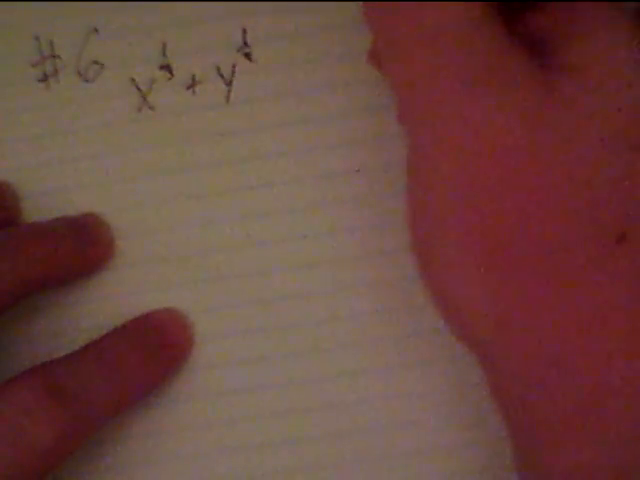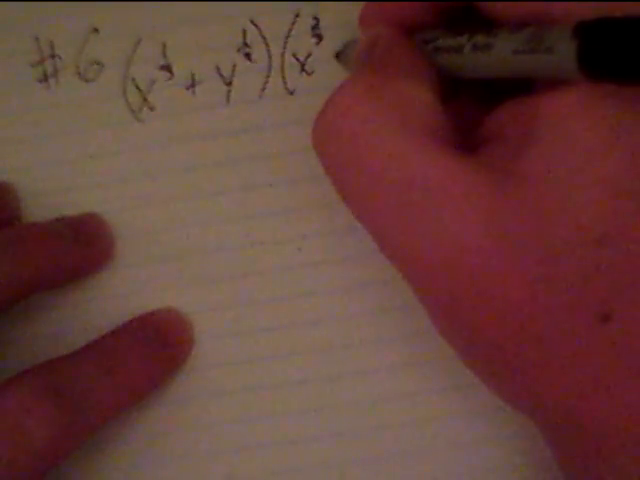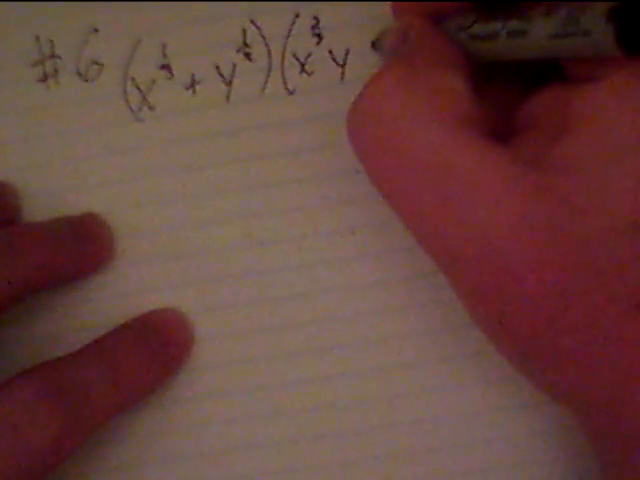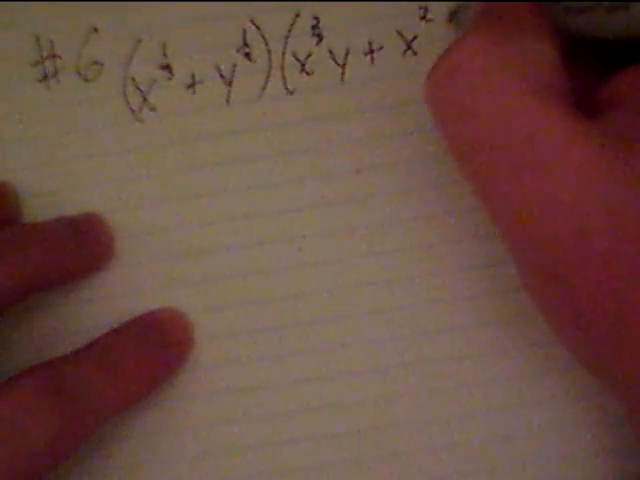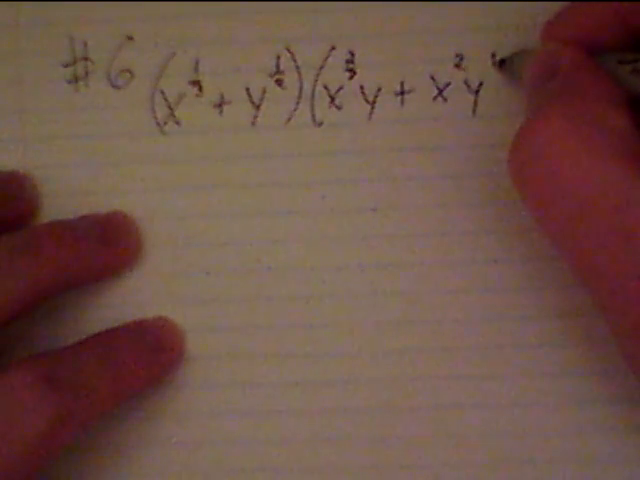Number 6. We have x to the 1/3 plus y to the 1/2, all times x to the 2/3 y plus x squared y to the 1/2.